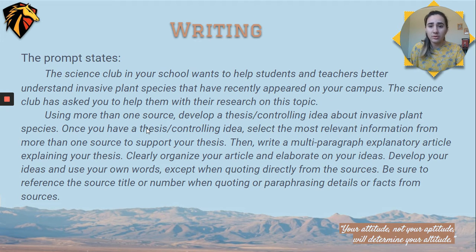The prompt asks you to help your school science club research the topic of invasive plant species because they started appearing on campus. You were supposed to have more than one source, a developed thesis statement about the plant species, and lots of sources to support your thesis. Clearly organize your article, elaborate on your ideas, develop your ideas, and use your own words, except when you're quoting directly from the sources. So we've already gone over the structure of your essays, so I really hope that you know what each paragraph is supposed to contain.